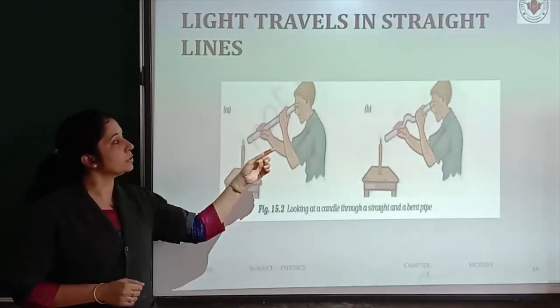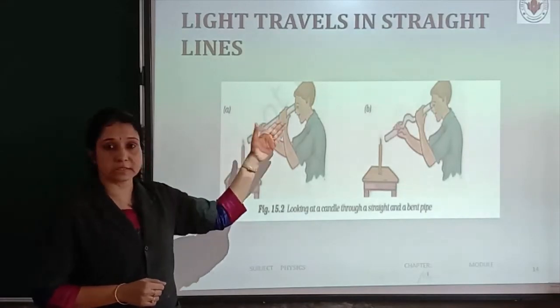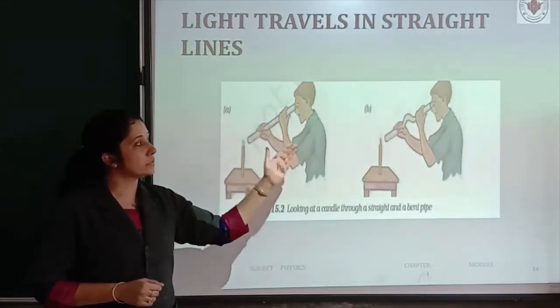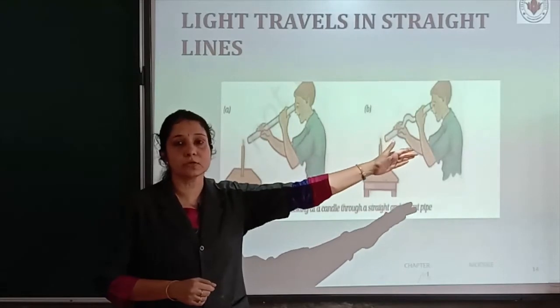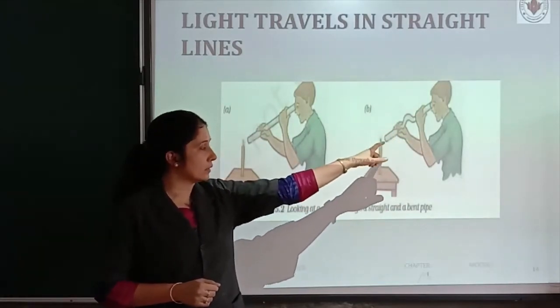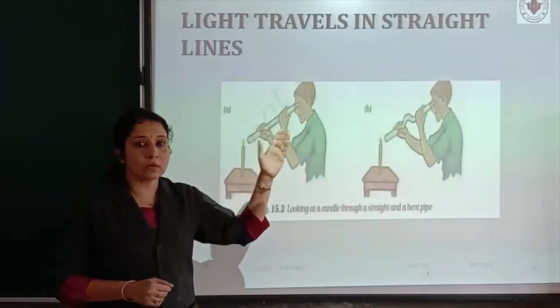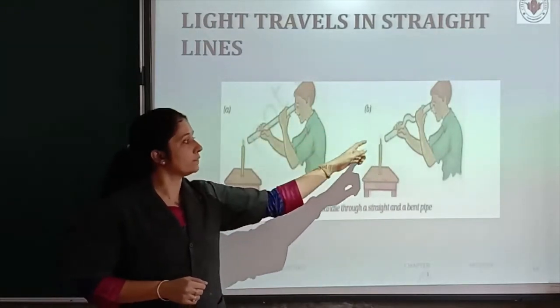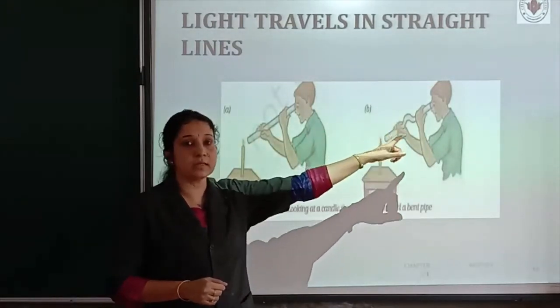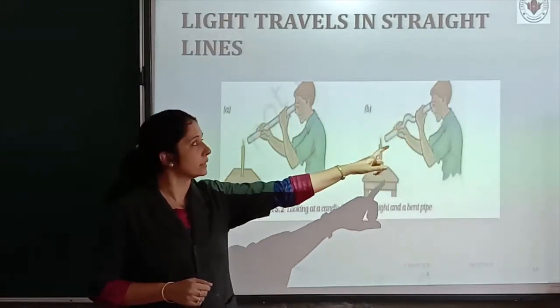A boy is able to observe the candle flame through a straight pipe. But when he is using a bent pipe, he is not able to see through and find the candle flame, because light travels only in straight lines. So the light from the candle flame is not reaching his eye, so he is not able to see the candle flame.